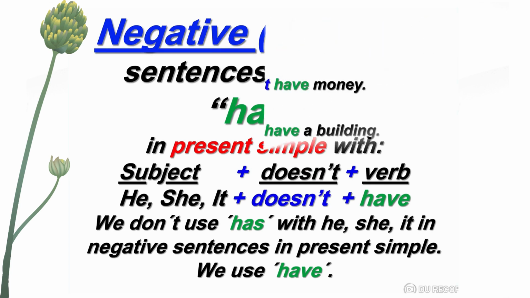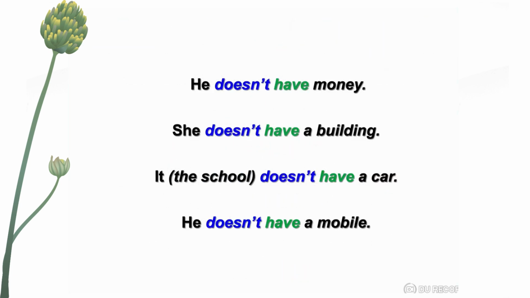Now the negative form. He doesn't have money. Student, they say money. It's not money. Money. She doesn't have money. He doesn't have money. She doesn't have a building. It or the school doesn't have a car. The school doesn't have a car. He doesn't have a mobile. He doesn't have a mobile. Let's go to the question form.